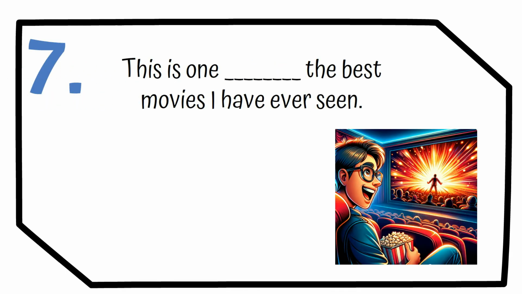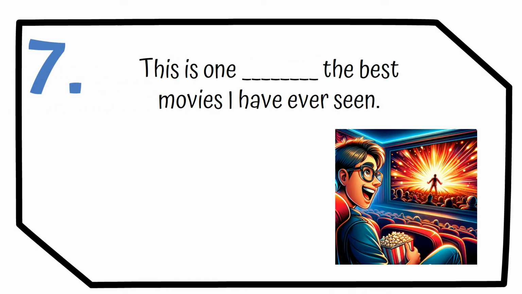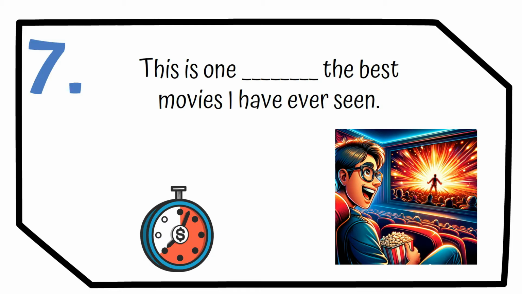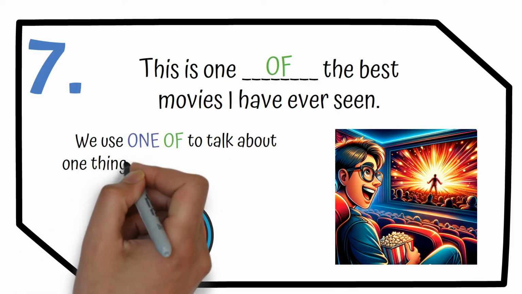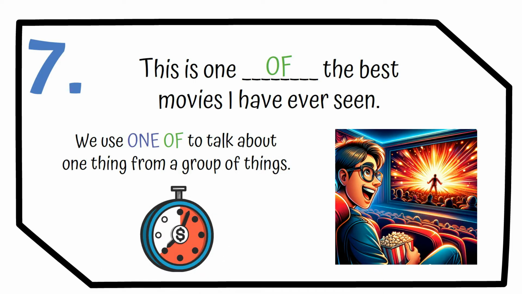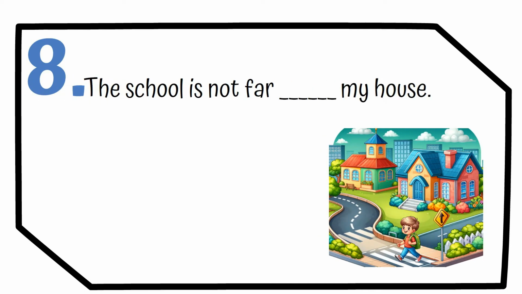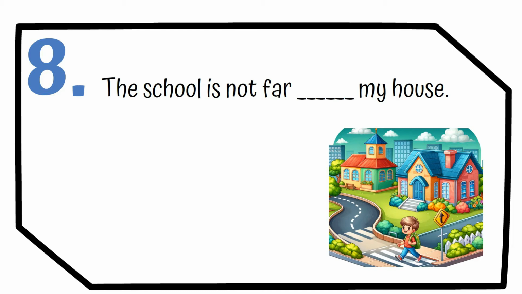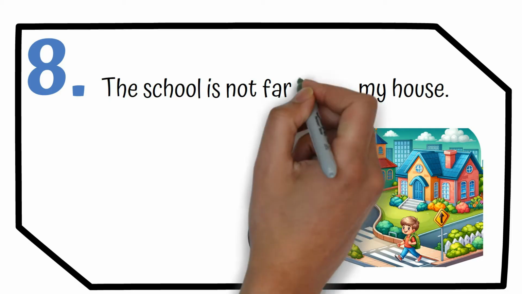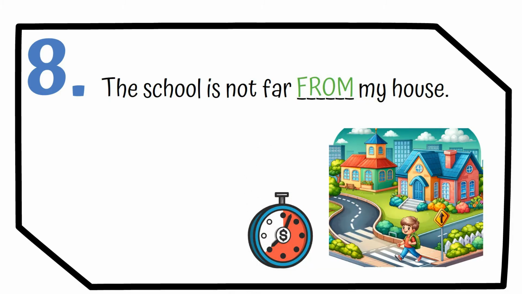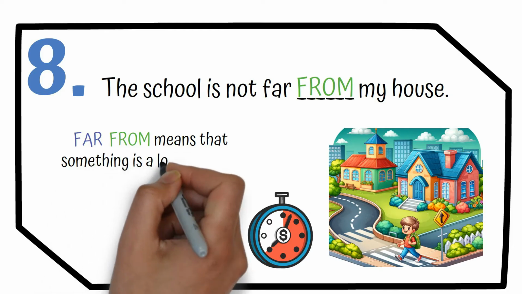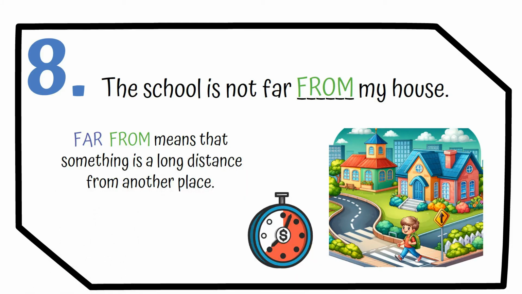Number 7. Do you know the answer? The correct answer here is of. We use one of to talk about one thing from a group of things. Number 8. Do you know the answer? The correct answer here is from. Far from means that something is a long distance from another place.